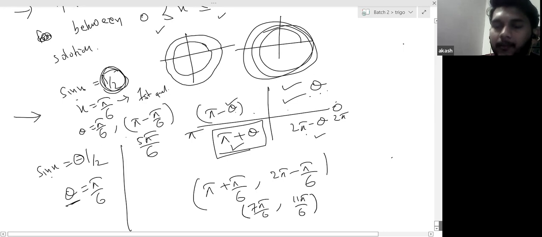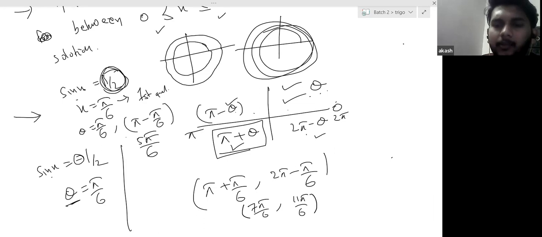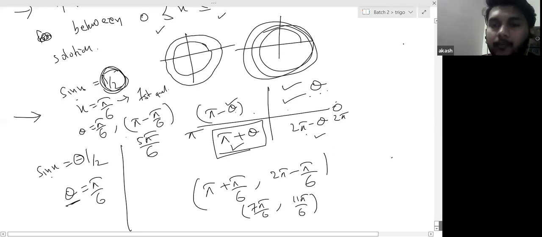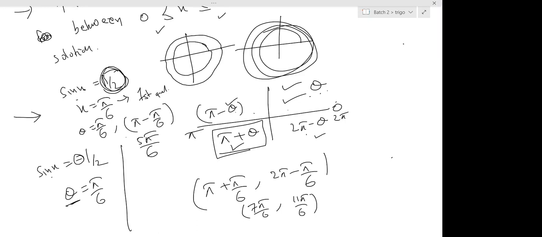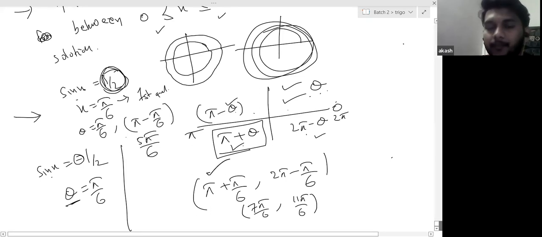Is it clear, Shaifullah? Sir, shouldn't theta be pi by 2? Why pi by 2? Sine pi by 2 is 1, not half. When is sine half? At what angle? Okay, 30 degrees is sine half, right? Yes, sir. And be habituated in dealing in radians. Nothing will be given in degrees here.